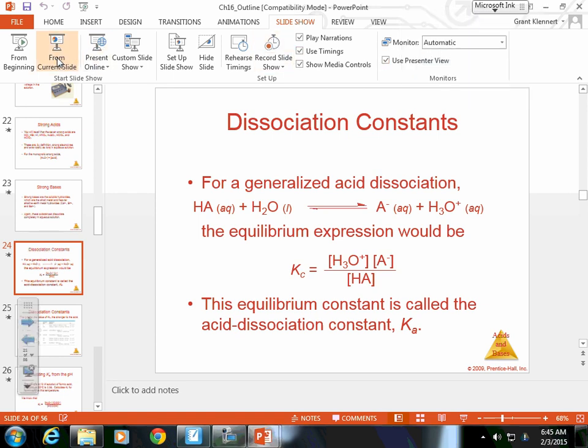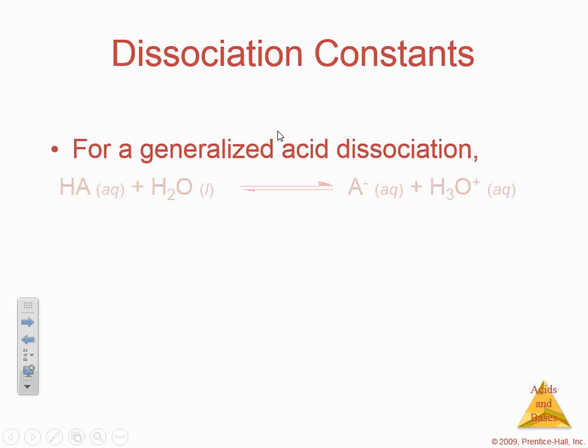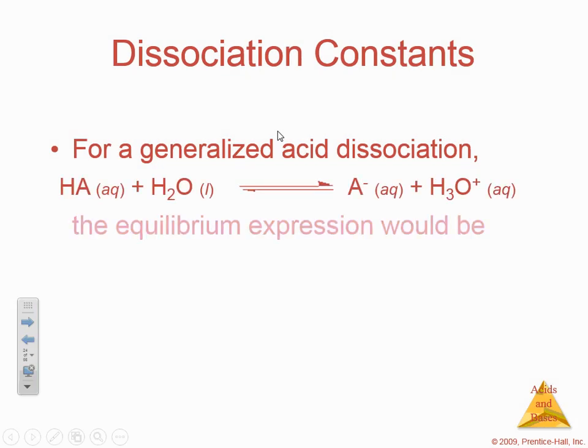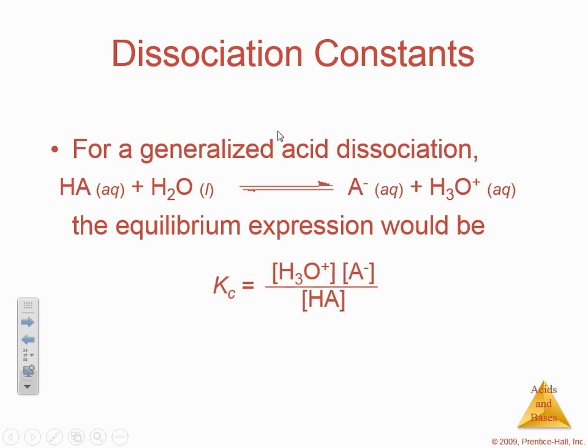16.2. What we're going to focus on now is dissociation constants. What we've been working on is Kc. What we're going to focus on is Ka, and Ka is the equilibrium constant in acids. And then we'll work on Kb, which is the equilibrium constant in bases.